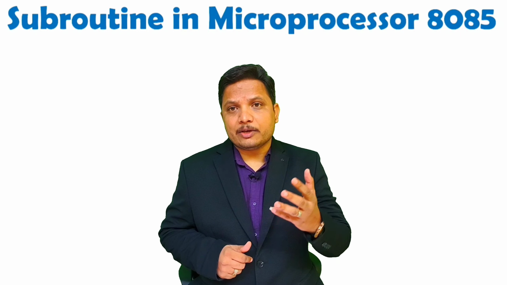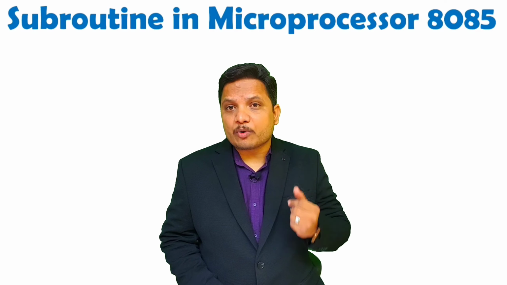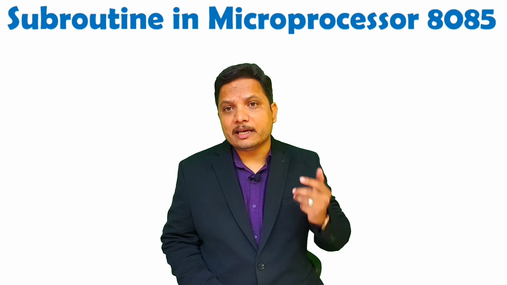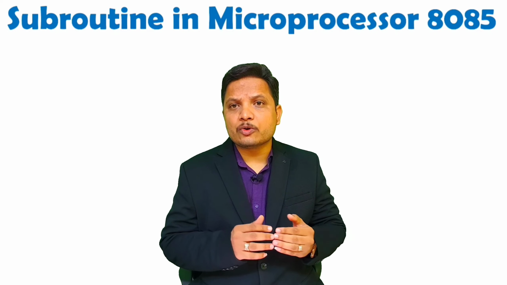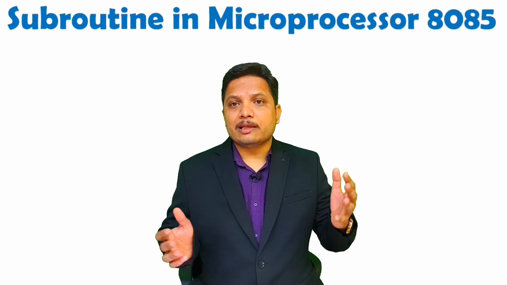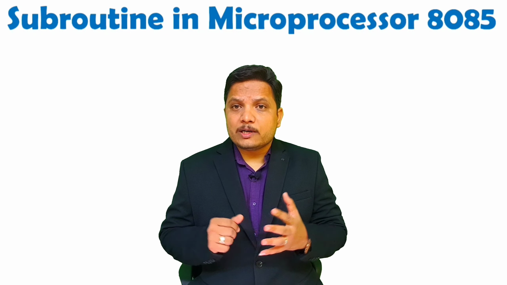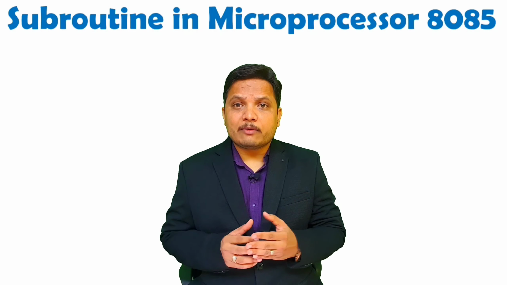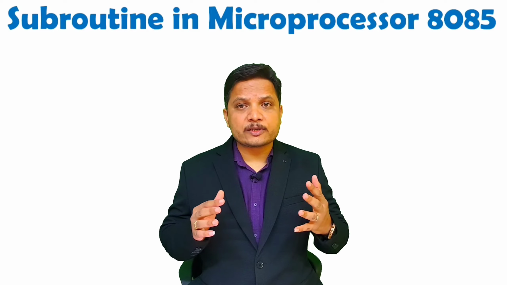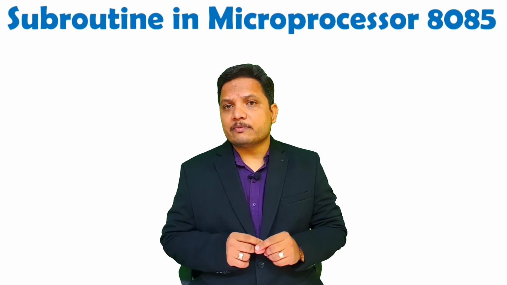If you are using one function very frequently in the main program, then you should not write that function's program again and again in the main program. Rather, you should go for a subroutine of that function so that the length of your program gets short. So my dear students, how to execute a subroutine and what are the steps of a subroutine performed by Microprocessor 8085, all those things I'm going to discuss in this video.